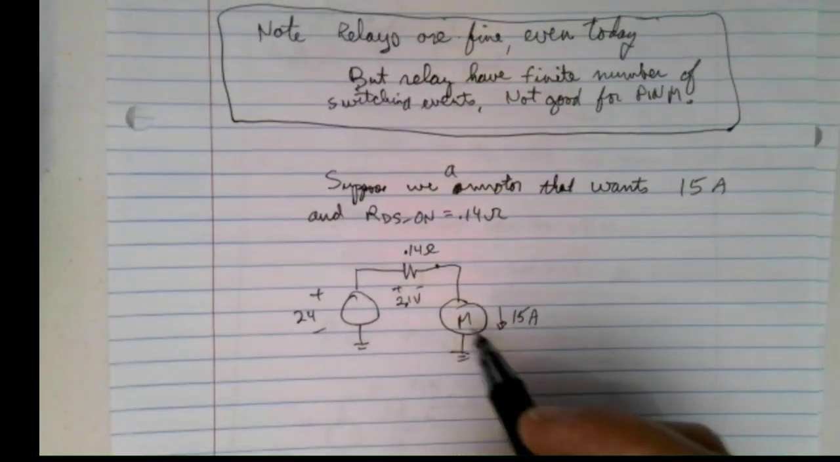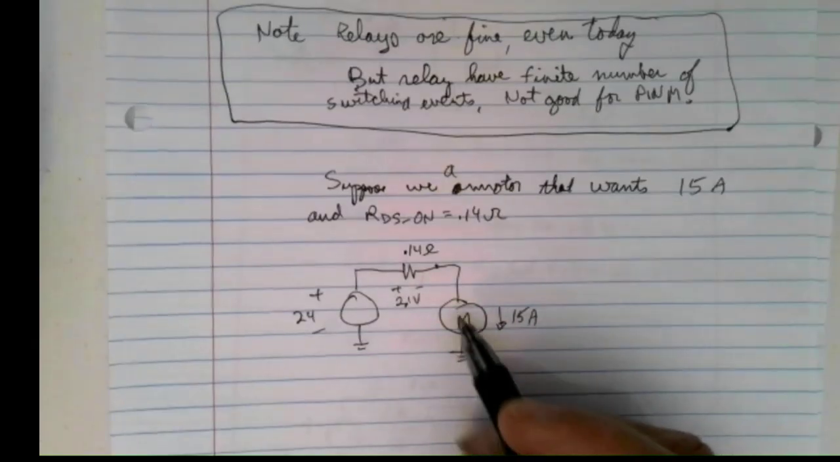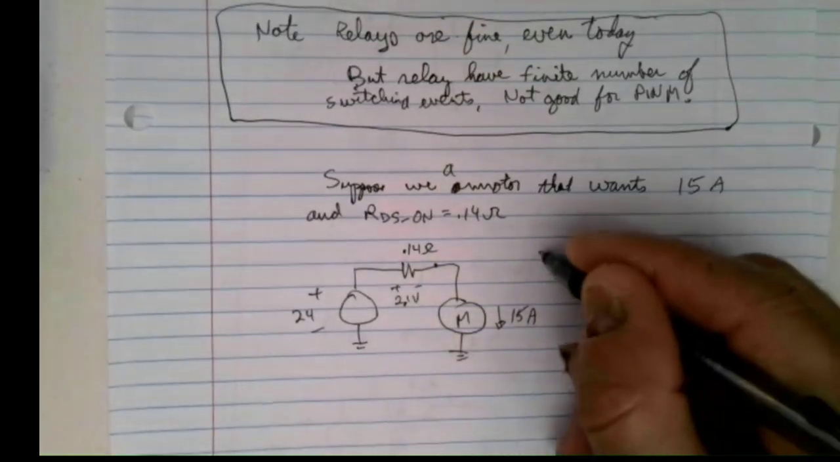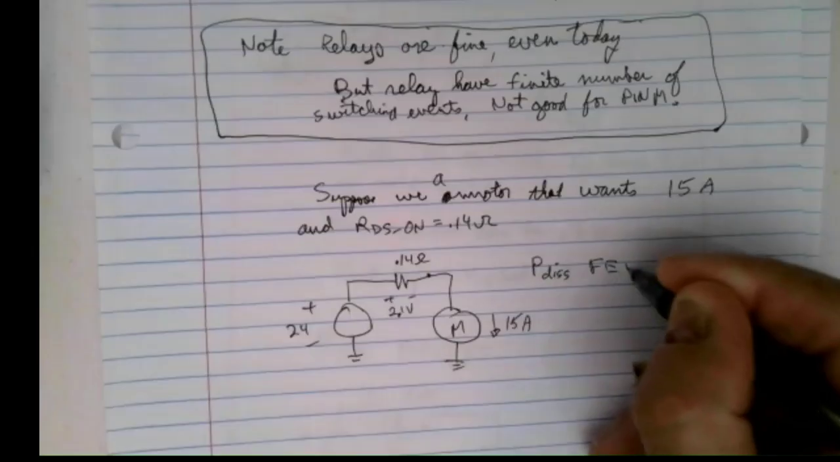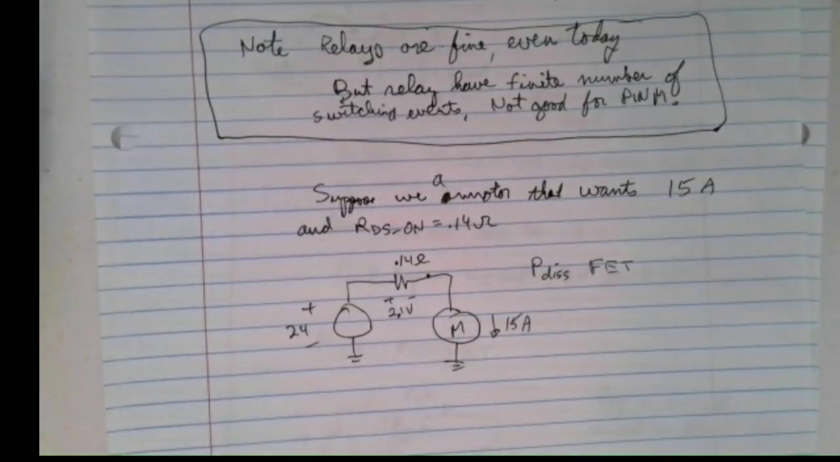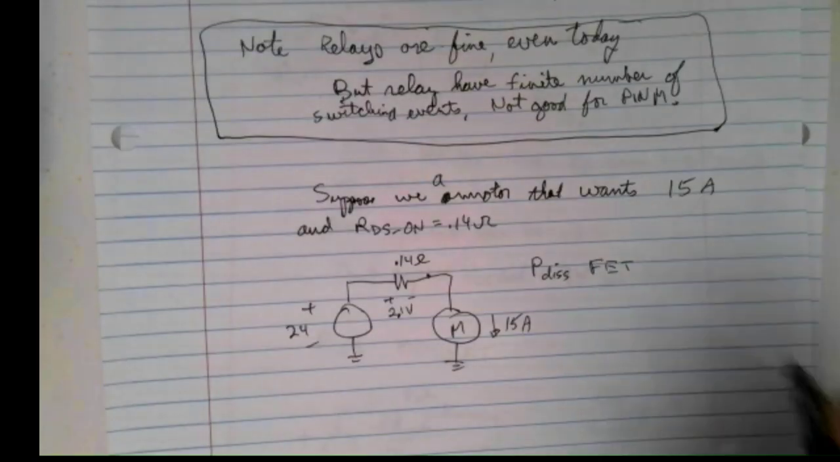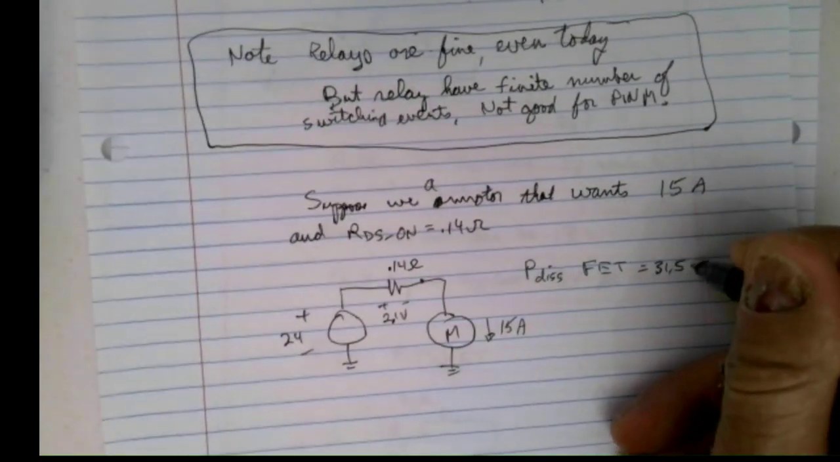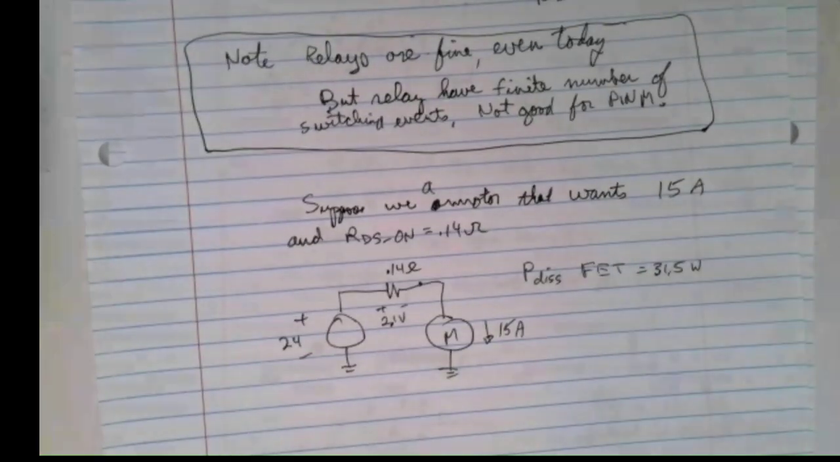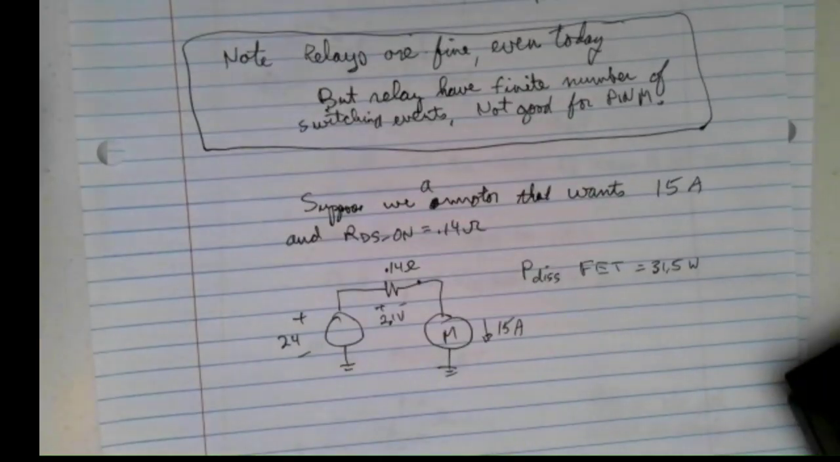And you obviously do not have 24 volts across your motor, and your power dissipation in the FET is going to be I squared R. So P dis is 31.5 watts. That is pretty bad. And so let's just see if that even makes sense or not.